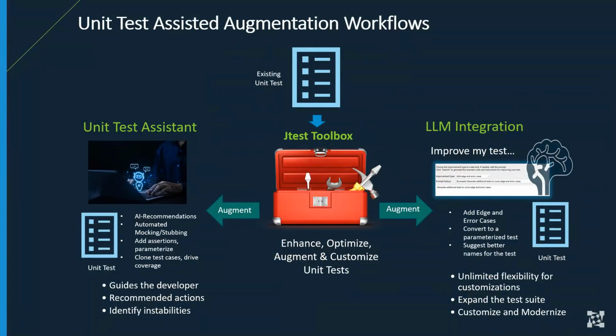So let's break it down a little bit further and drill into the assisted test creation workflow. Let's take a deeper dive into what JTest Unit Test Assistant and Parasoft's new LLM generative AI capabilities provide. The way you want to think about this is JTest provides developers with a whole toolbox of ways that they can take existing JUnits and customize, enhance, and modify them to support their needs. Our JTest Unit Test Assistant is already very powerful.